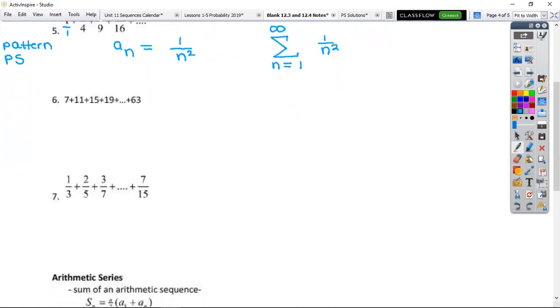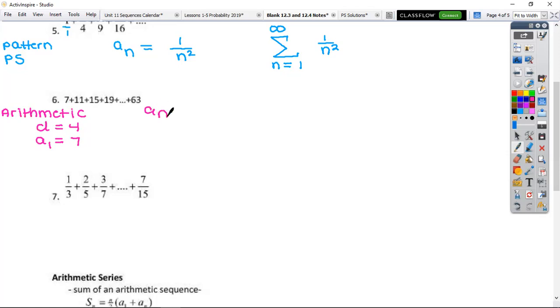Next. So 7, 11, 15, 19. So this sequence is not pattern-based instead. This one is your arithmetic. I mean, it does technically have a pattern. I shouldn't say that, but you can write it with your formula. Common difference of 4, in which a sub 1 is equal to 7.